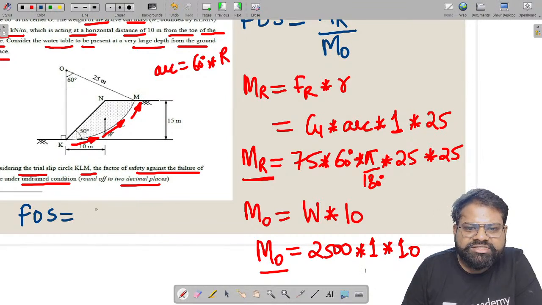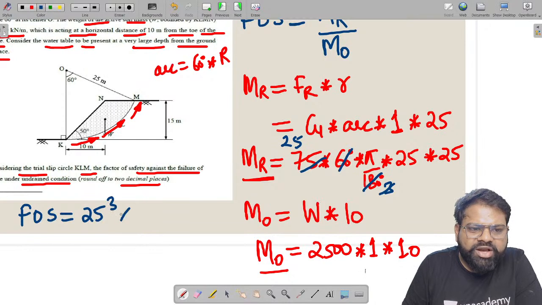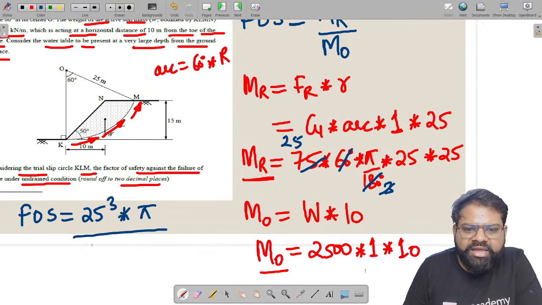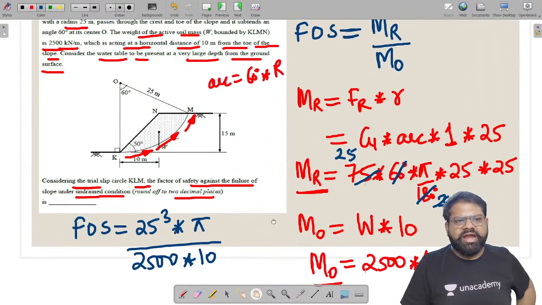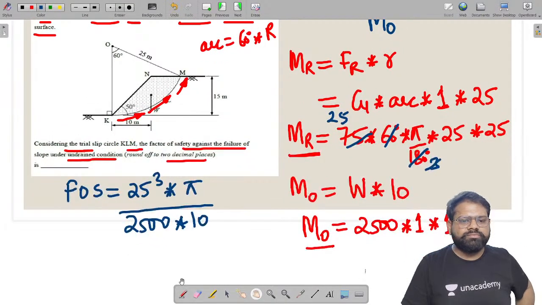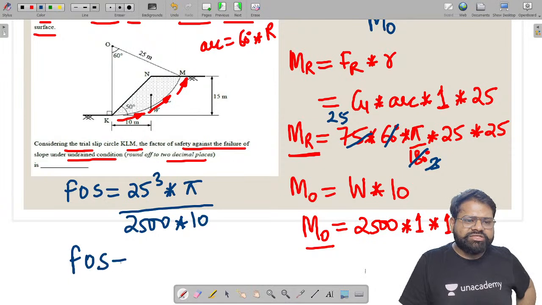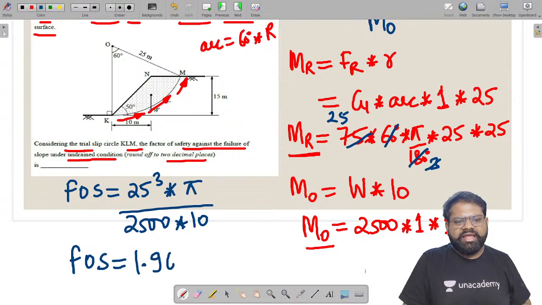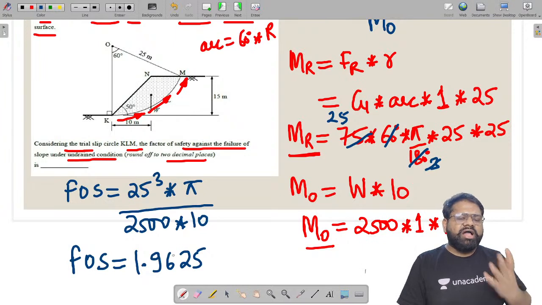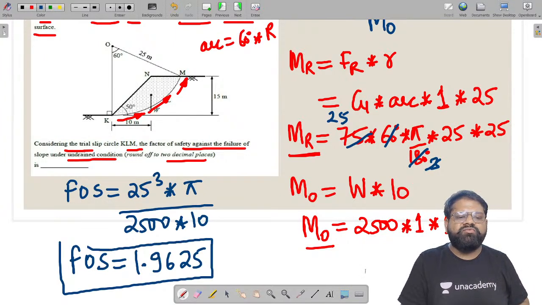So the resisting moment is equal to 25, if I cancel it, this comes out to be 3 and 25. So 25 into 25 into 25, 25 cube multiplied by pi divided by 2500 multiplied by 100. Solve it and tell me the right answer of the factor of safety. The value comes out to be 1.9625. You have to answer it to two decimal places, so you can write it as 1.96.